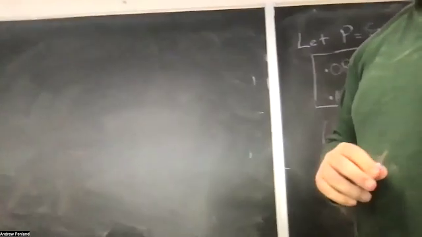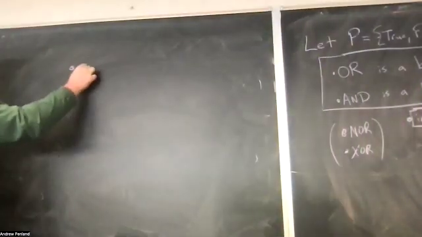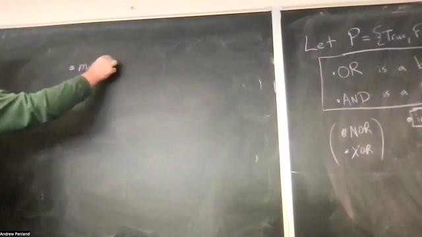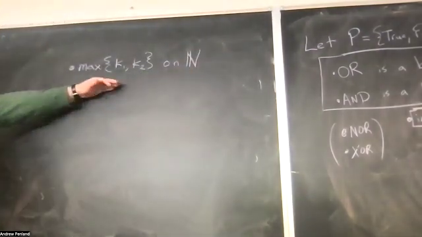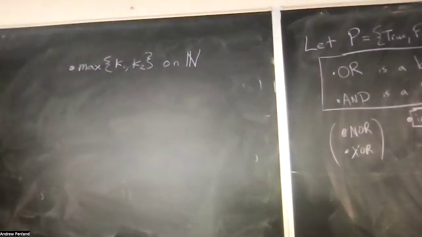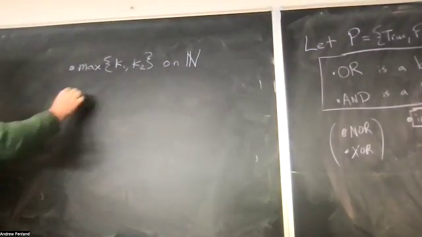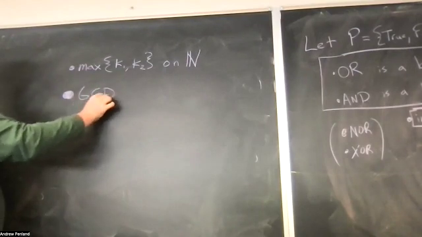One that people usually don't think of is on the natural numbers. You can take the maximum of two elements, the maximum of the two numbers. You could also do this for the reals, but I'm just throwing out some examples. There's another one called GCD, for greatest common divisor.